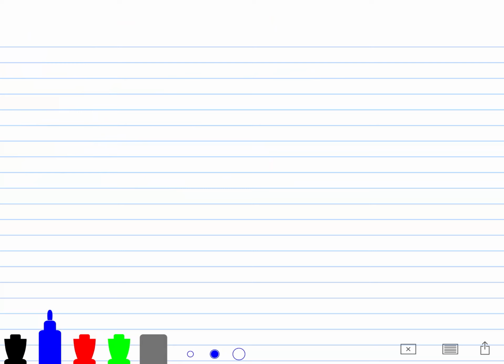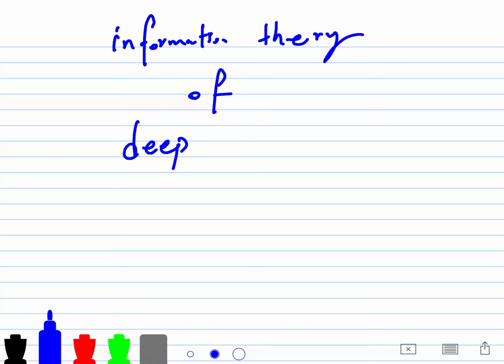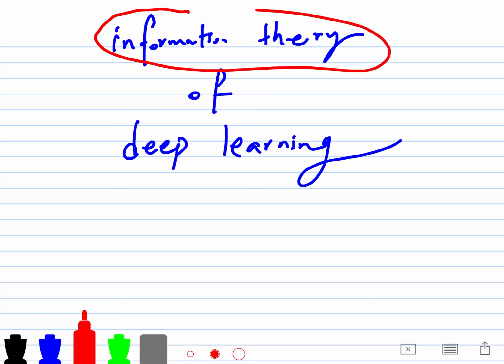And so in my next lecture, which is next weekend, I want to create a new playlist. I want to talk about information theory. This is the title of my next playlist: information theory of deep learning. You can also combine the concept of mutual information and error correcting codes for transformers as well. So there are lots of ideas that you can use for transformers.